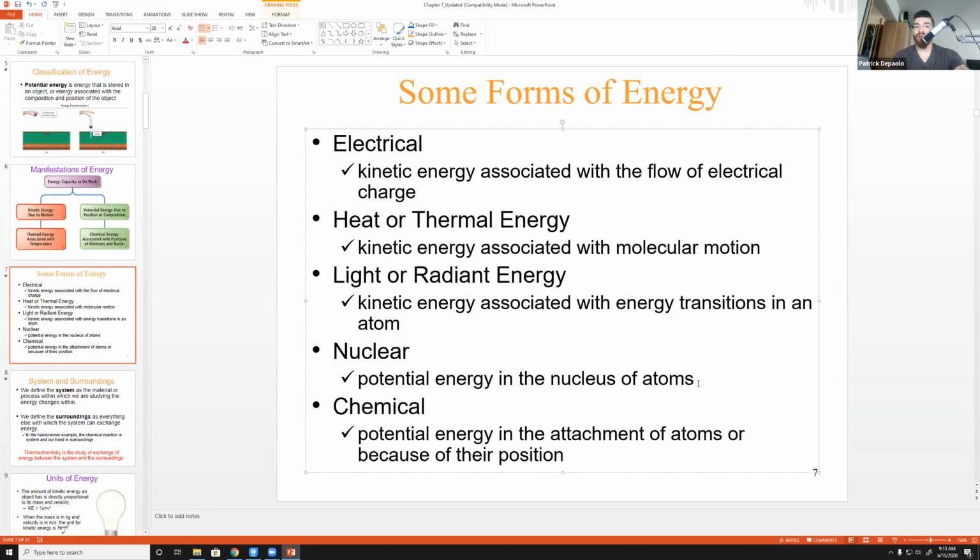Then you have nuclear energy, which is potential energy in the nucleus, meaning the nucleus is going to burst, but then eventually it gets too much energy and it bursts, and it turns into kinetic energy since it makes the atoms move and break apart. Then you have chemical energy, which we talked about, which is a potential energy.